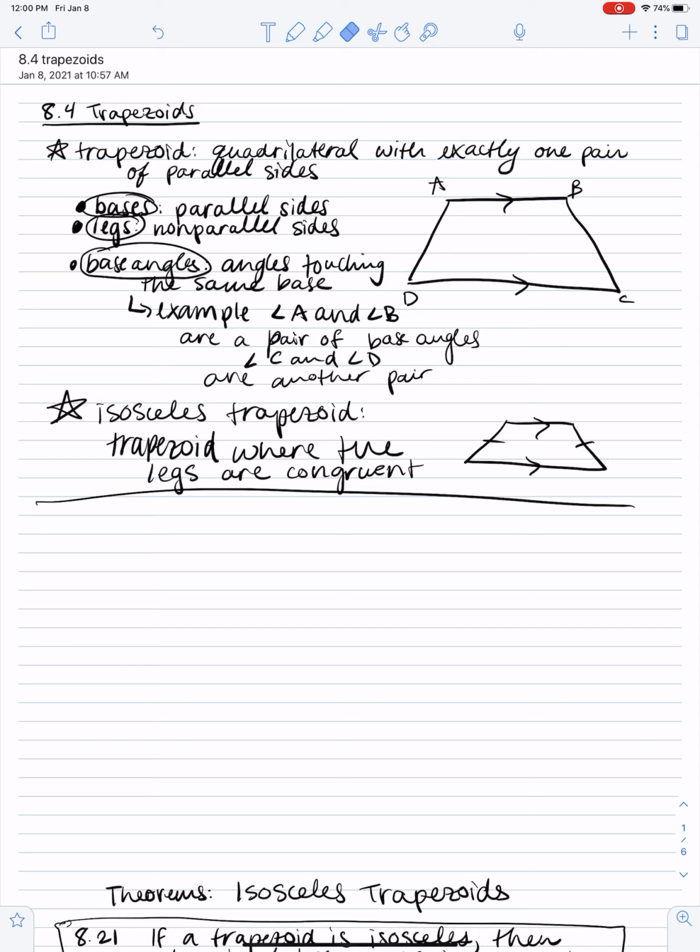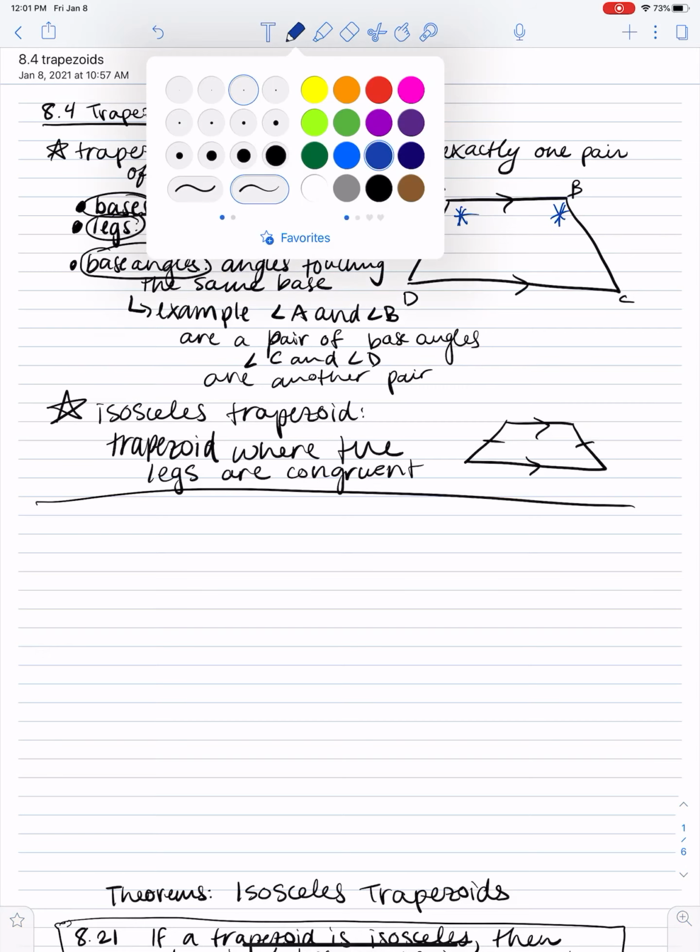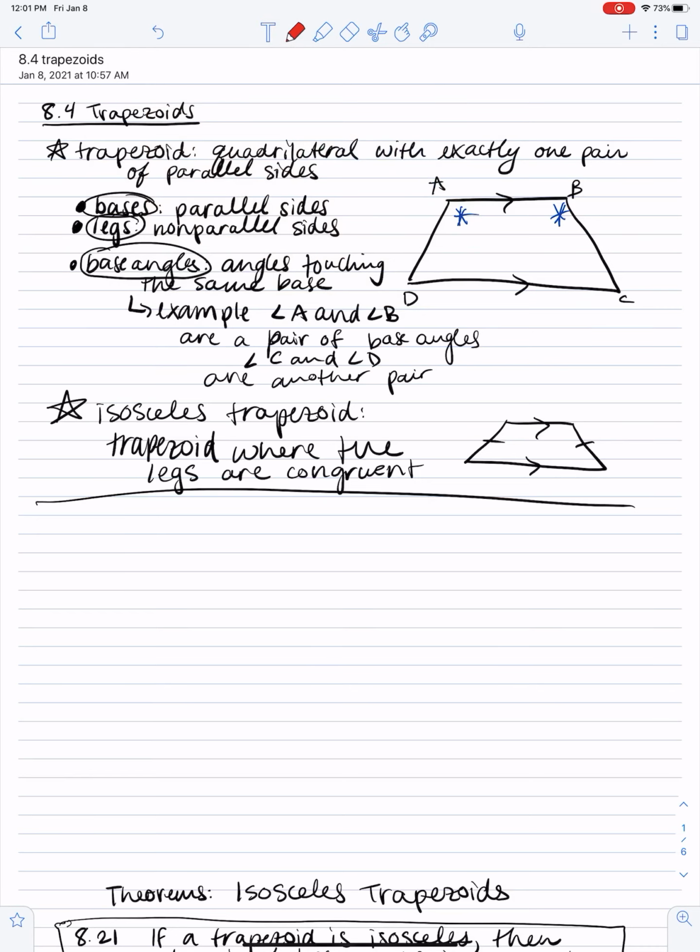Bases are the parallel sides, and legs are the non-parallel sides, and base angles are angles touching the same base. So an example would be A and B are base angles. I'm going to draw that right here because they're touching the same base, the top base. And then C and D are another pair of base angles because they're touching the bottom base.